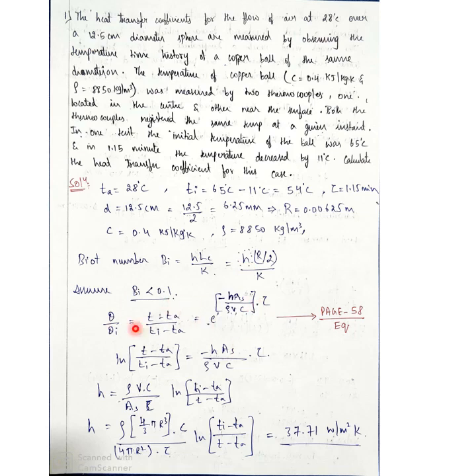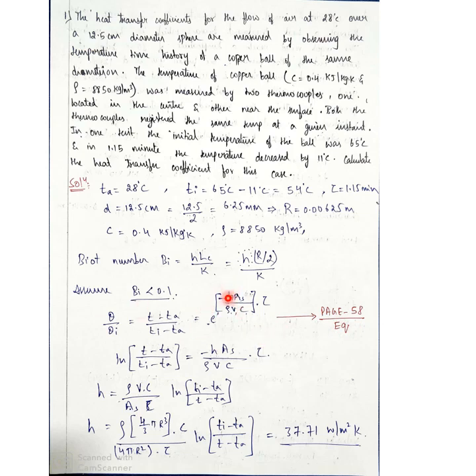Now this is the formula for temperature distribution across the sphere. We know that (T minus Ta) divided by (Ti minus Ta) is equal to e power minus hAs divided by rho V c, into tau. This is the formula we get from the data handbook, that is Heat and Mass Transfer Data Handbook, 7th edition, written by C.P. Kothandaraman, from page number 58. We'll get this equation.